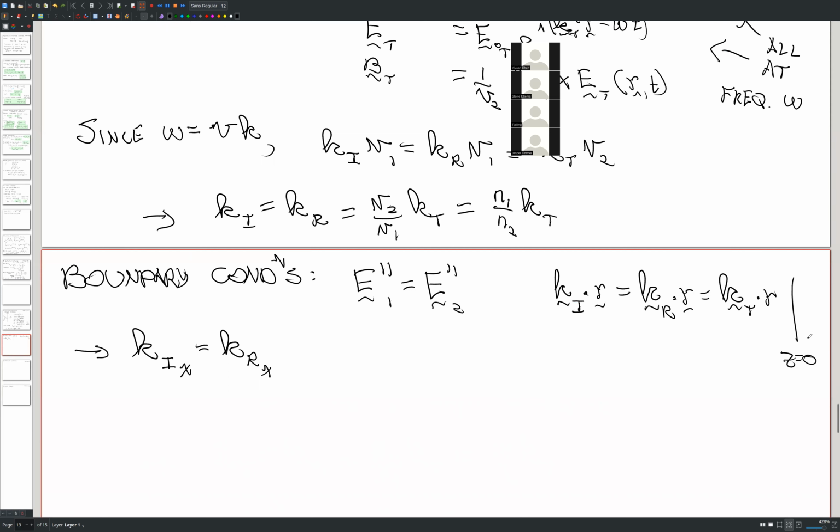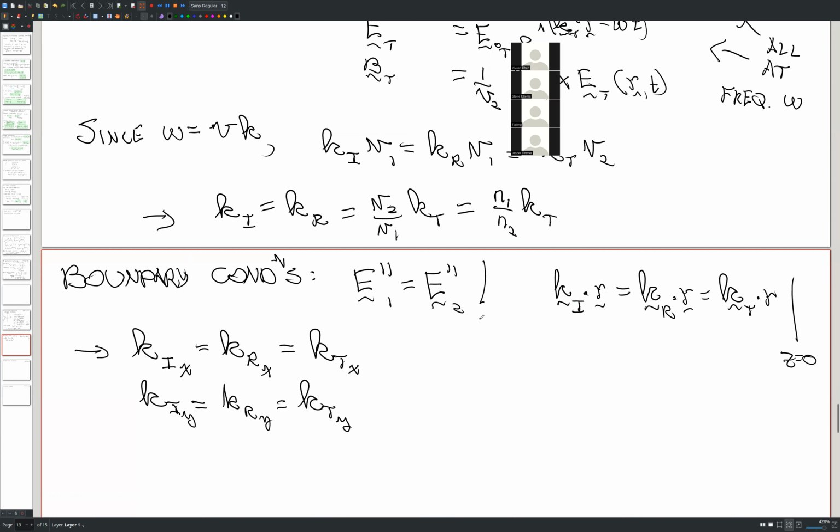Okay, so that's the first condition. What that means is that the x and the y components of these vectors have to be equal. So the boundary condition is that the electric field at the plane on the two sides should be equal, the parallel parts.